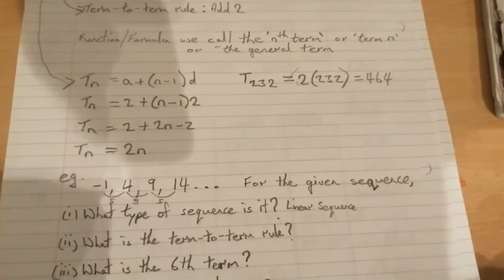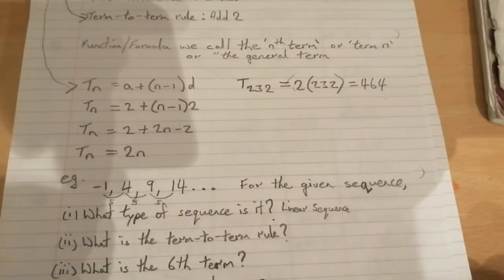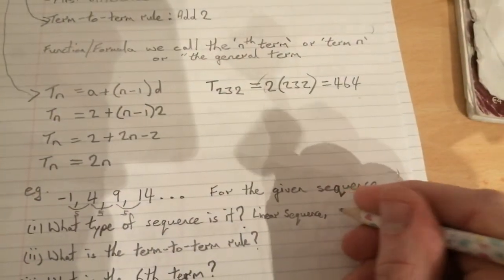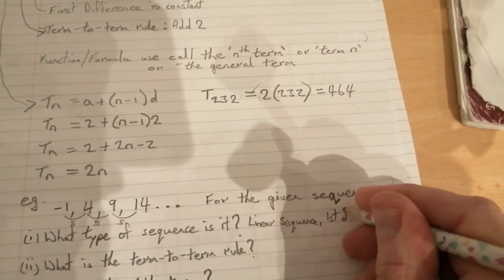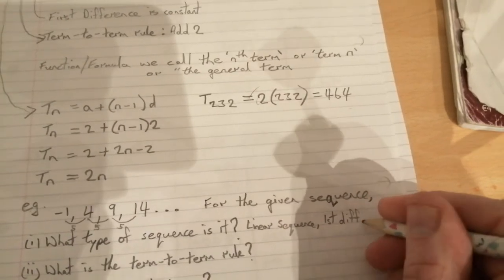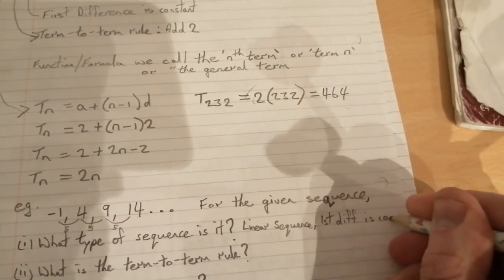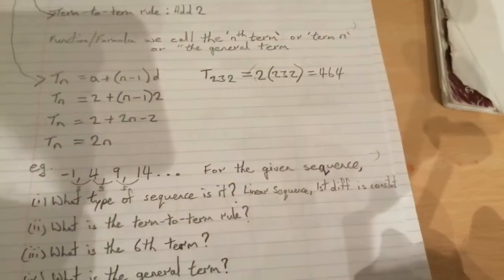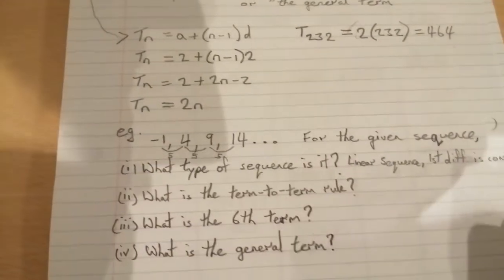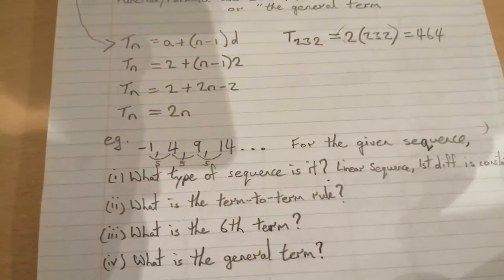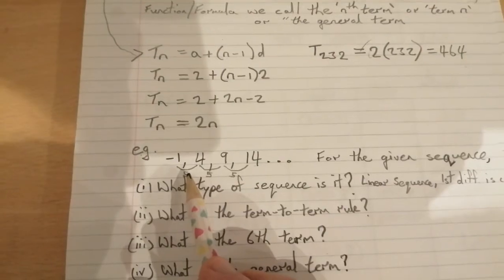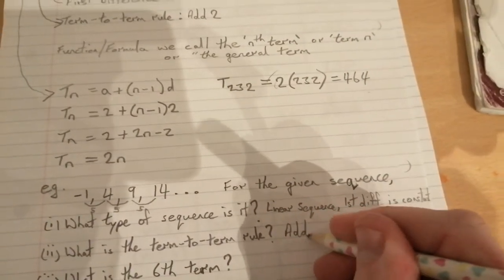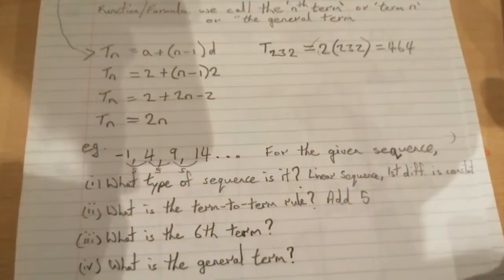And why? What do we say? Why is it a linear sequence? Because the first difference is constant. Okay, because the first difference is constant. What is the term-to-term rule? So in plain words, what's the term-to-term rule? It's just add 5, isn't it? Perfect. Add 5 to get from one term to the next.